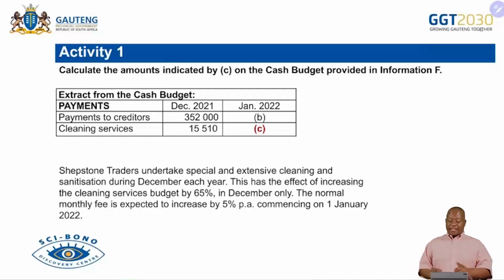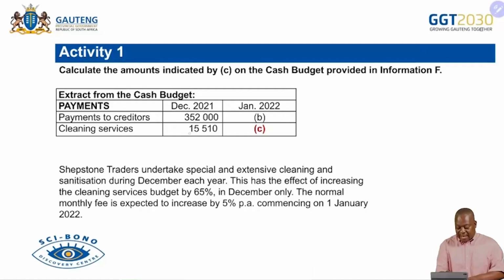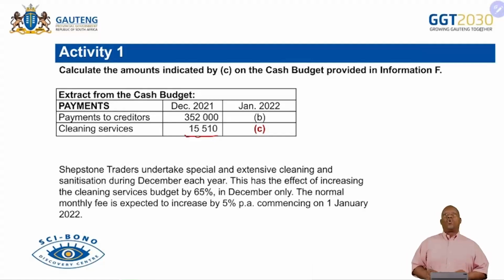So what is the December budget? It is 15,510. Is this normal? No. This is more than normal by 65%. So can we find the normal budget? Yes. The normal is 100%. Remember that, right? Okay. Let's continue and read this statement to the end.